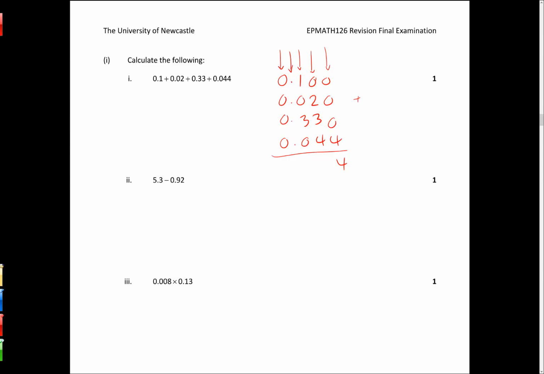0.04. 2 and 3 is 5 plus 4 is 9. 1 and 3 and the noughts is 4.